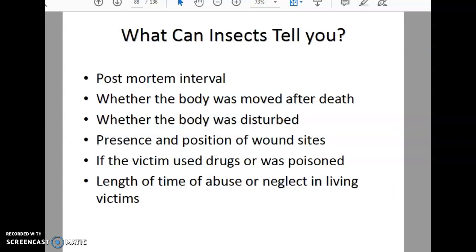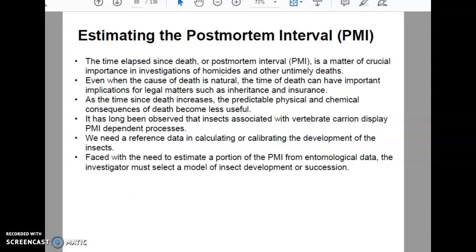All right, here's a list of what insects can tell you. Some nice basics here. Here's some information about estimating postmortem interval. Feel free once again to stop the PowerPoint to take a look at it.